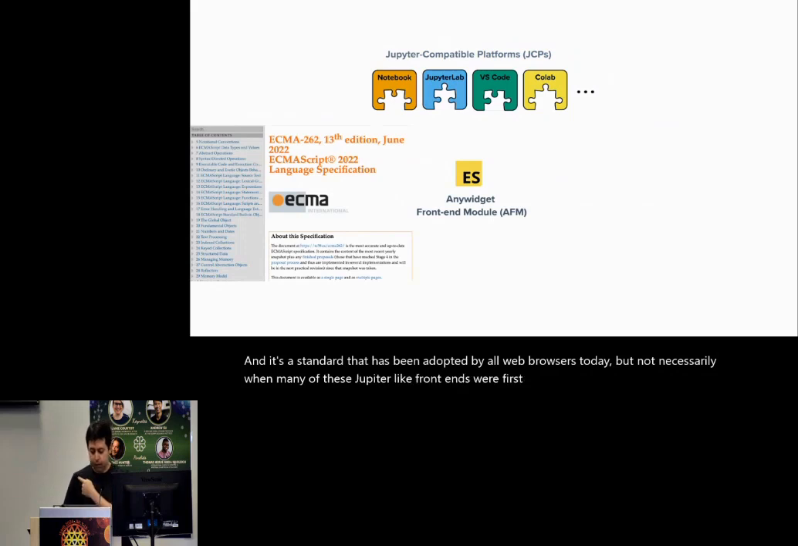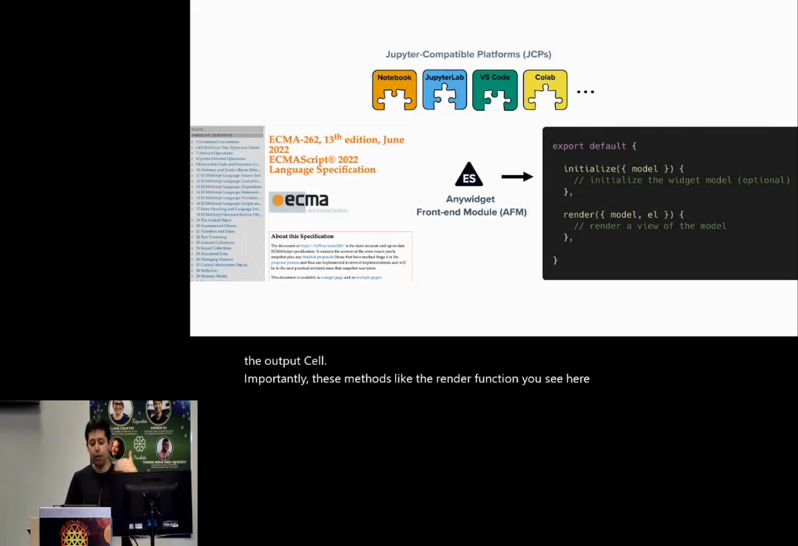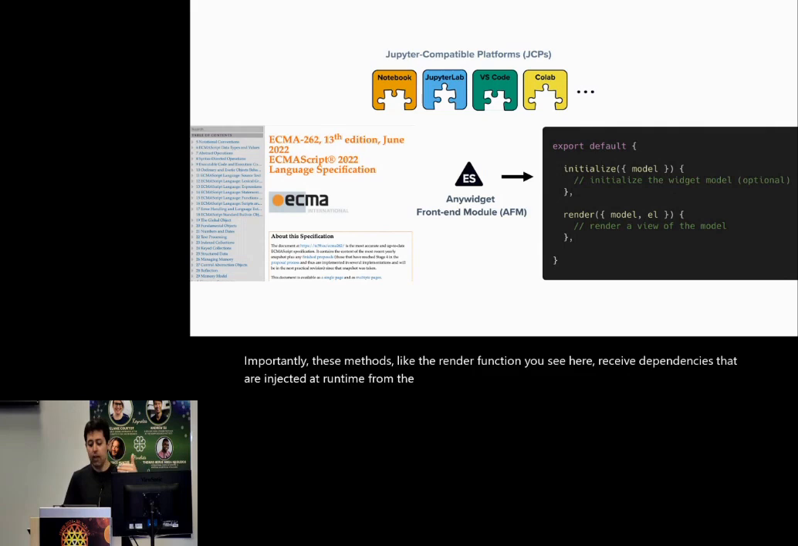And so by adopting a standard module system, AnyWidget is also able to define a consistent dependency-free interface called the AnyWidget front-end module, which presents a set of lifecycle hooks that authors can use to define the front-end part of their widgets and communicate with the kernel and the output cell. Importantly, these methods, like the render function you see here, receive dependencies that are injected at runtime from the Jupyter platform. Importantly, they are no longer build-time dependencies for developers, and this relieves a huge burden for widget authors.